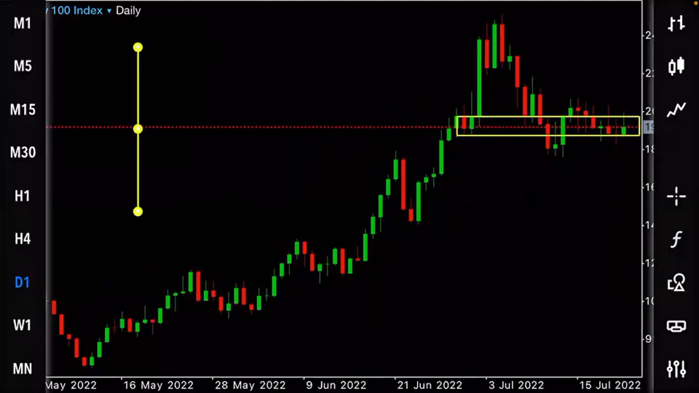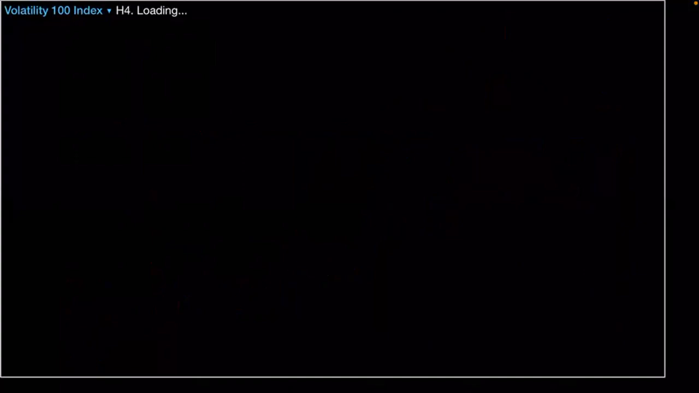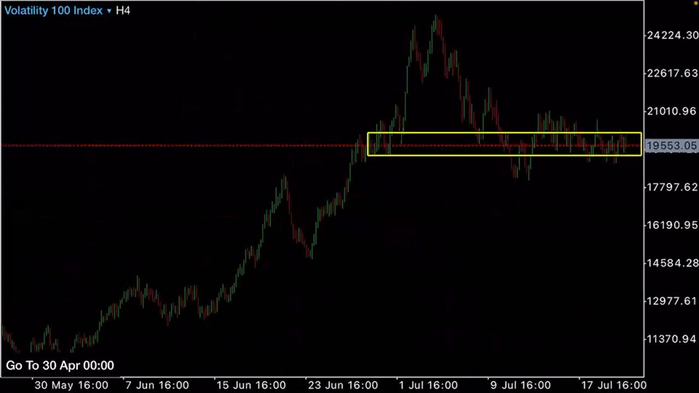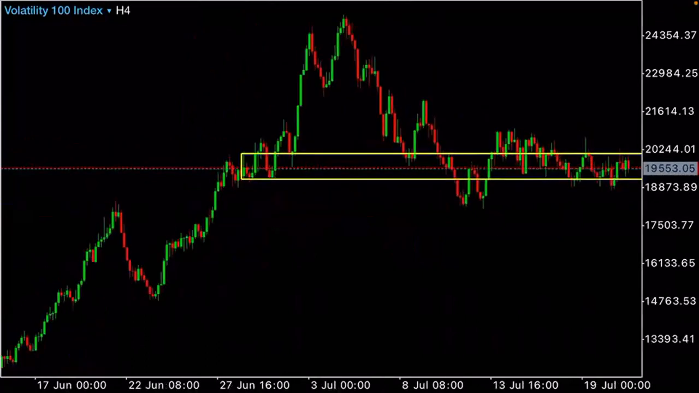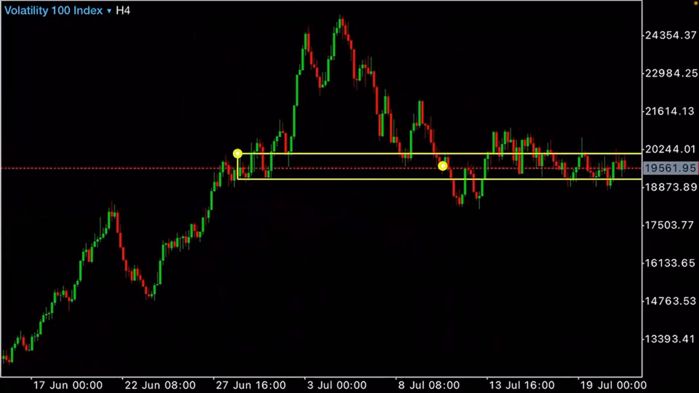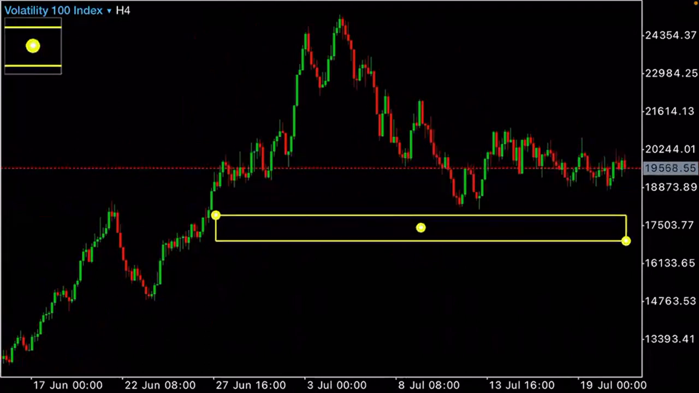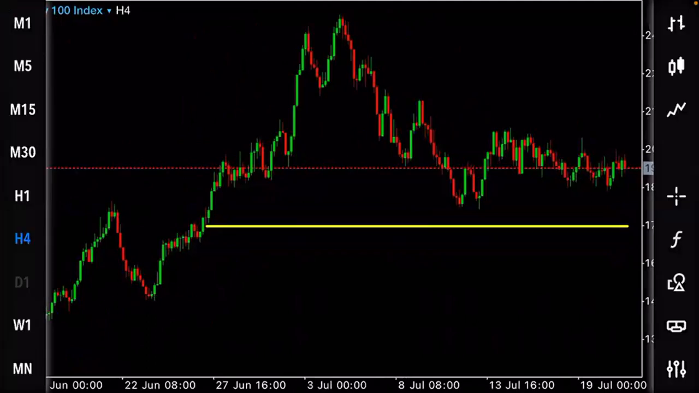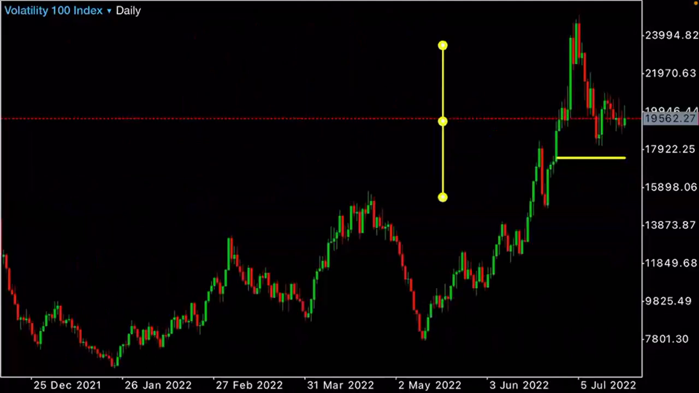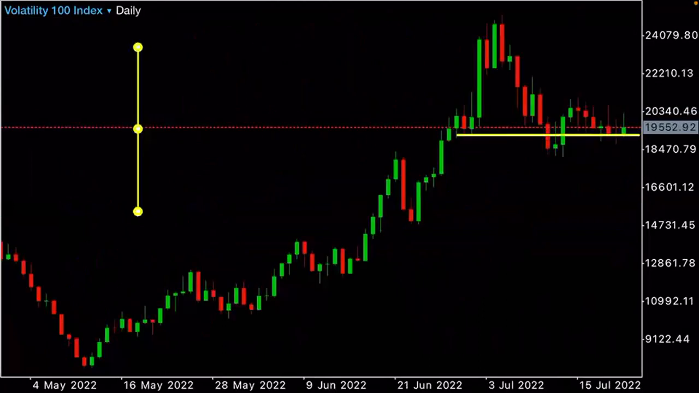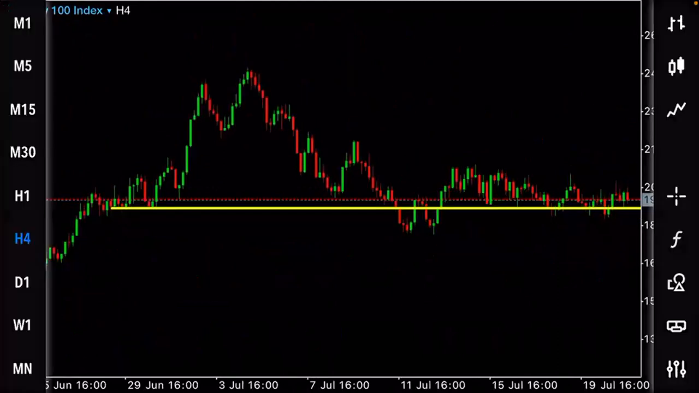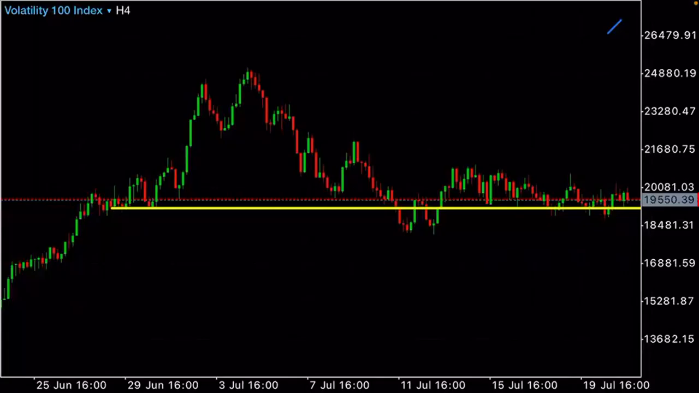So we go to H4. Let's see if we can identify a pattern on H4. Okay, so I'm going to mark it like I always do. I want to put the lowest part of the order block there. Now let's go on H4. Want to see what we are having on H4, guys.